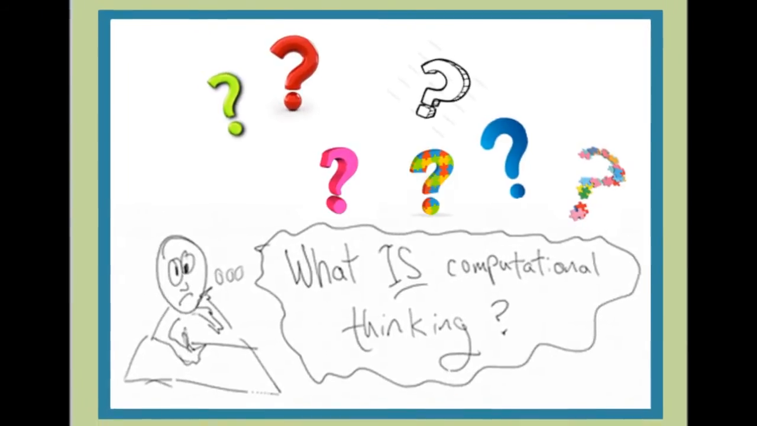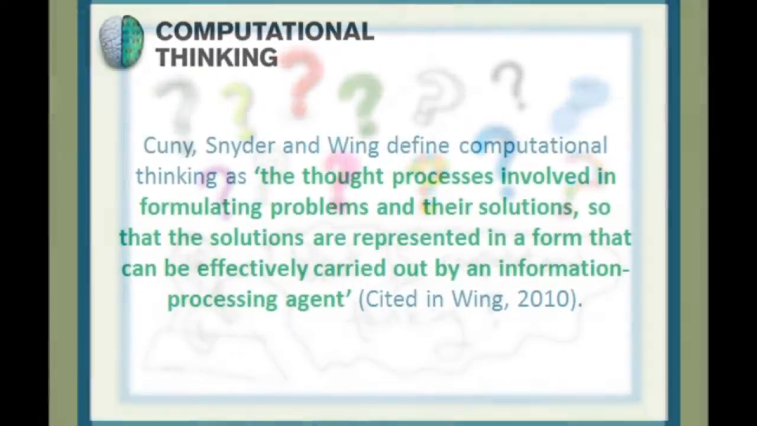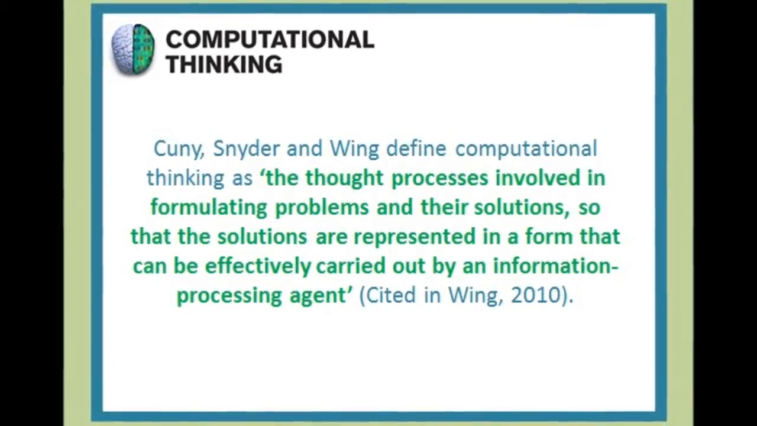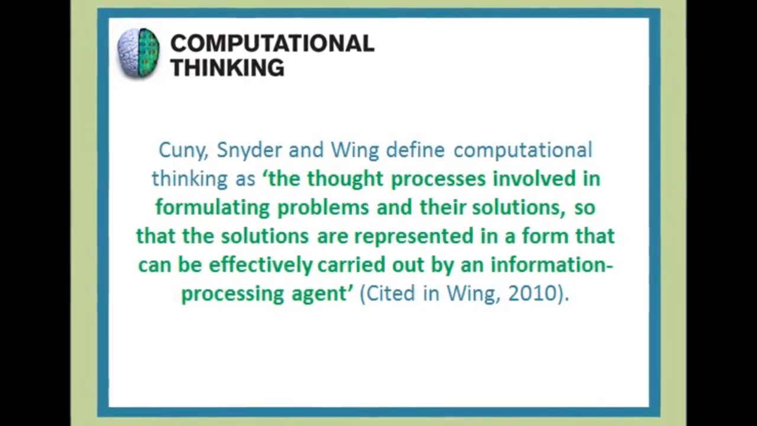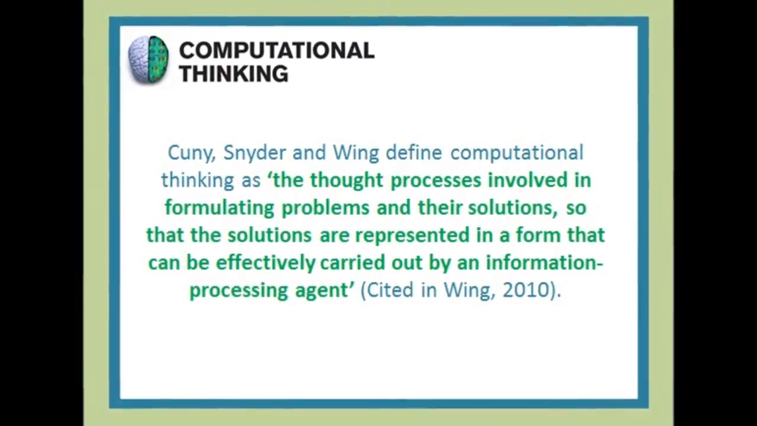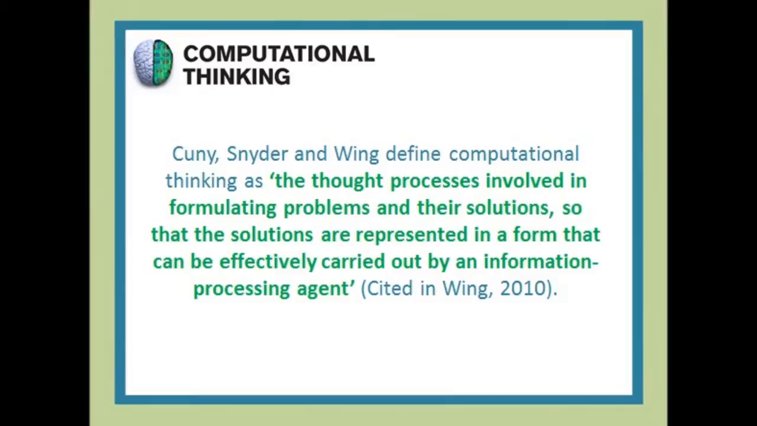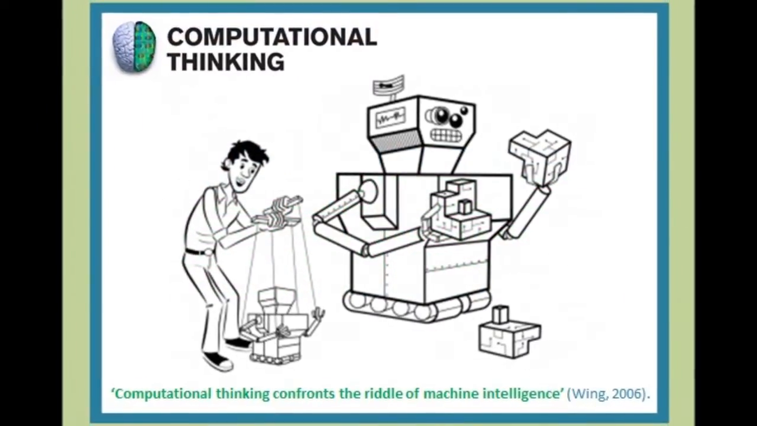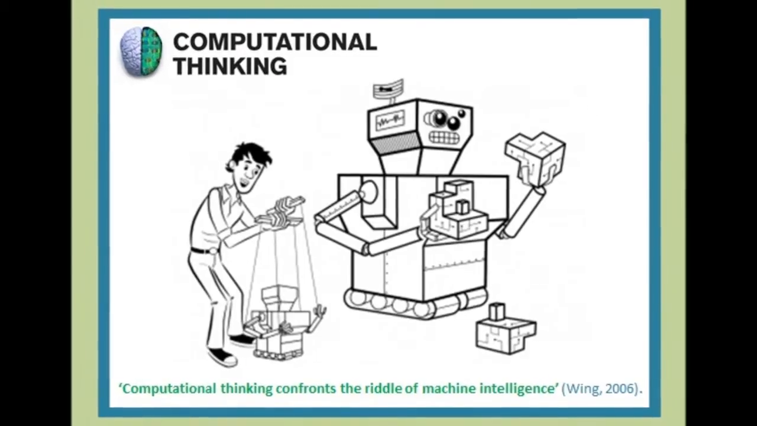What is computational thinking? In technical terms, computational thinking can be defined as the thought processes involved in formulating problems and their solutions, so that the solutions are represented in a form that can be effectively carried out by an information processing agent. This means thinking about the solution to a problem in the form of making a computer do something for us by giving the solution in algorithmic form.